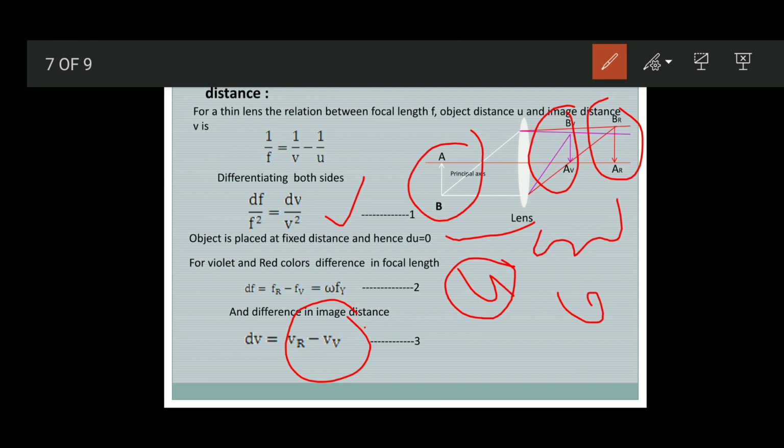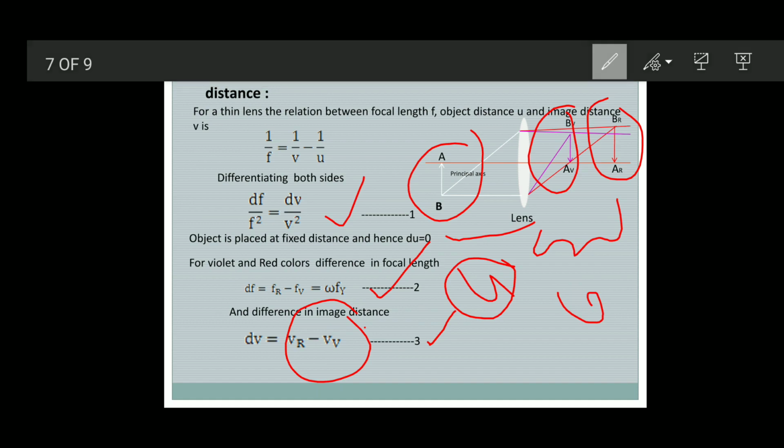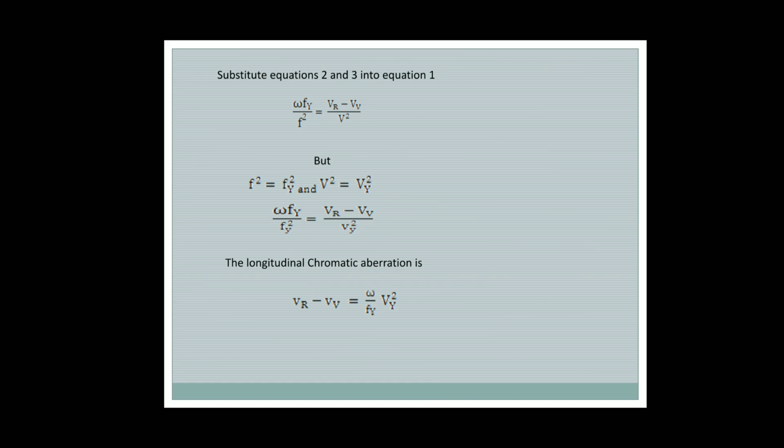Or df is equal to the difference in focal length of two colors, that is equal to fr minus fv. According to the previous equation, fr minus fv is equal to omega fy, and dv is equal to vr minus vv. When we substitute these two into the above equation, df, that is omega fy, by f square is equal to dv, that is vr minus vv by v square.